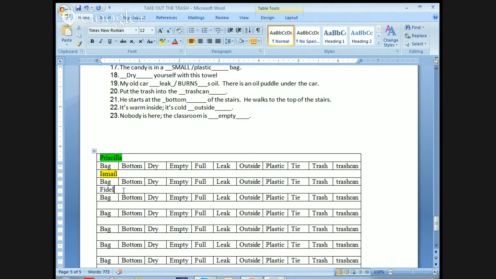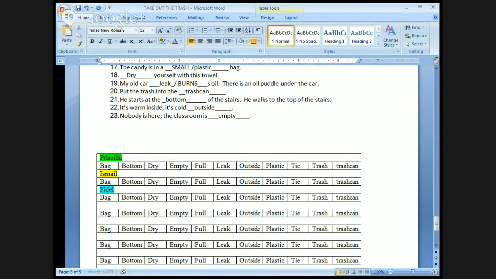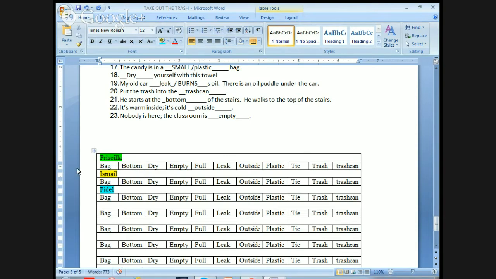All right, now I'm going to read a story or make up a story. I'm going to use the words bag, bottom, dry, empty, full, leak, outside, plastic, tie, trash, and trash can.